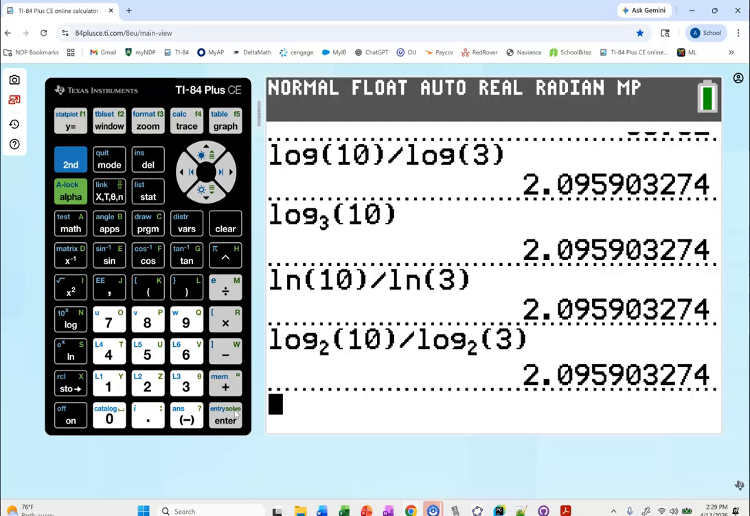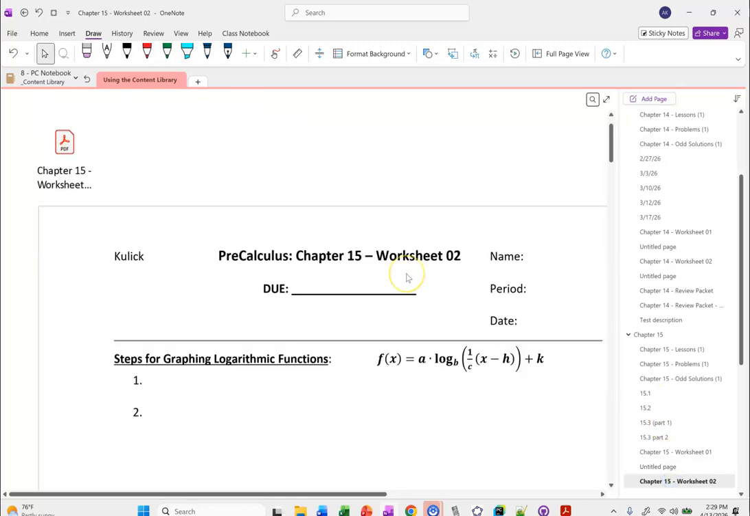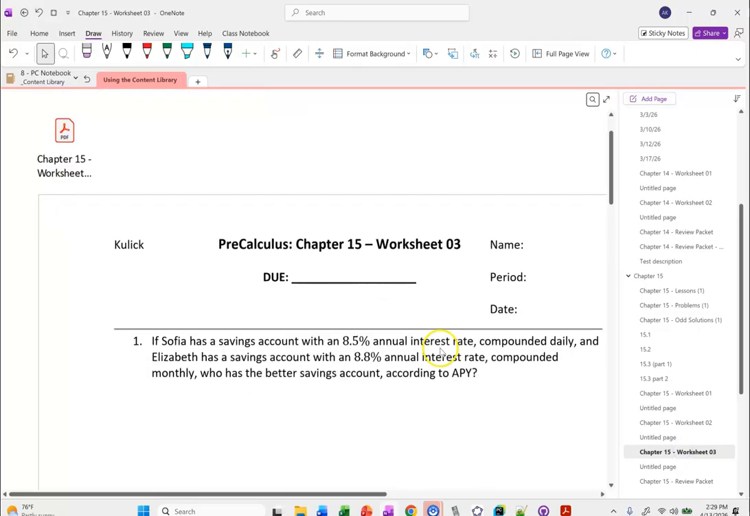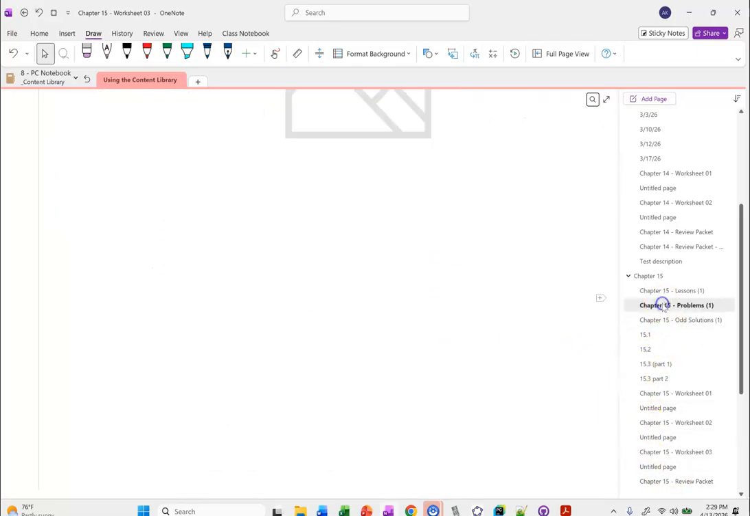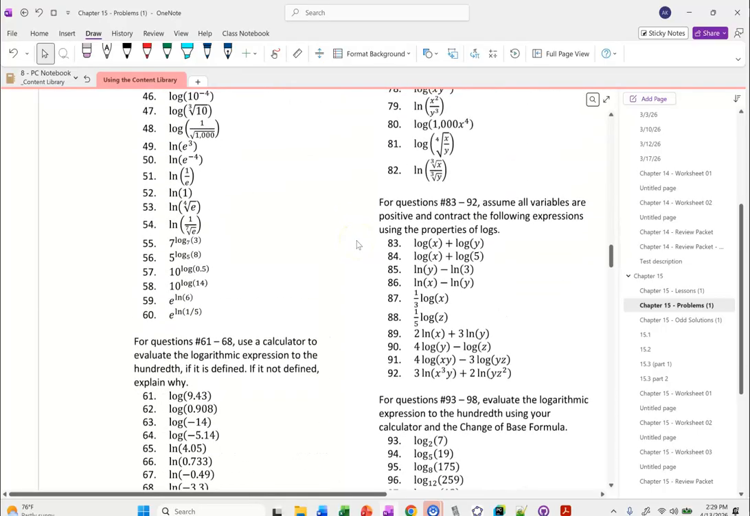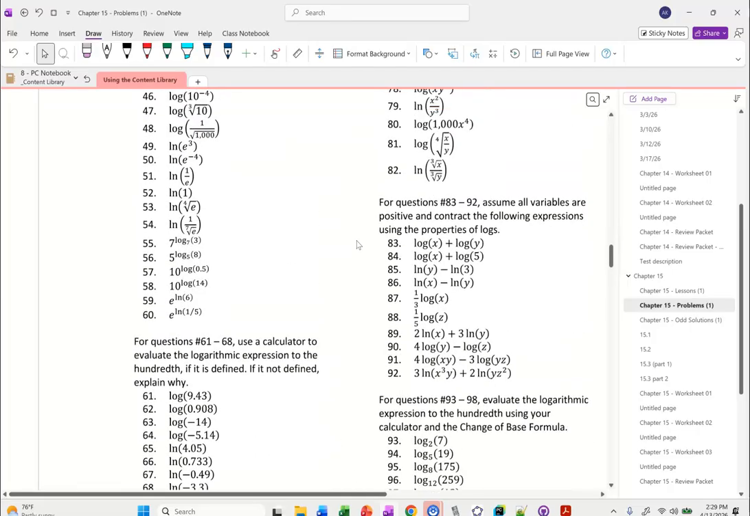What do you guys think? We happy for today? Yeah, that's pretty simple for the most part. So your assignment for this class: you should be able to do 71 to 98.